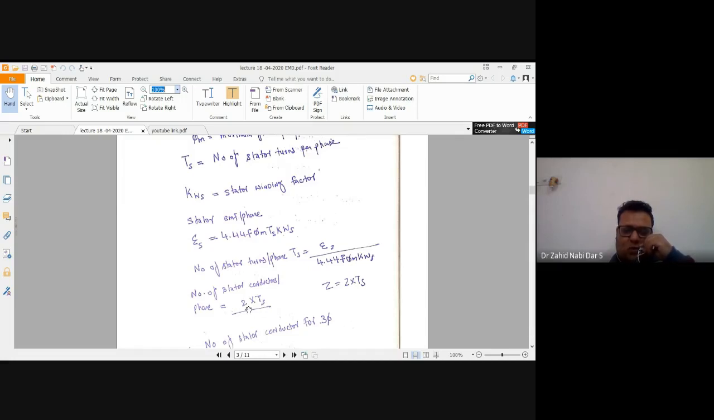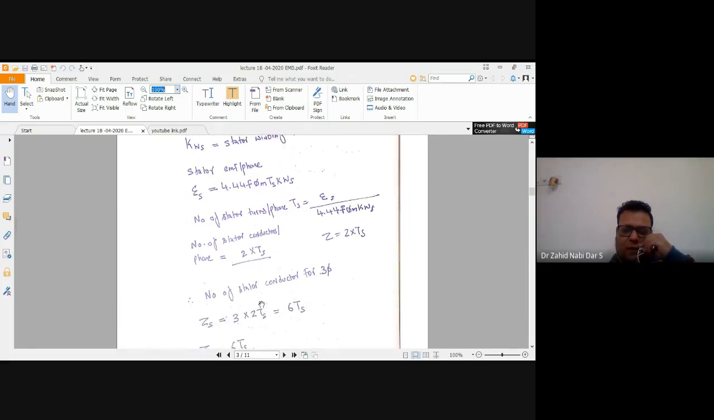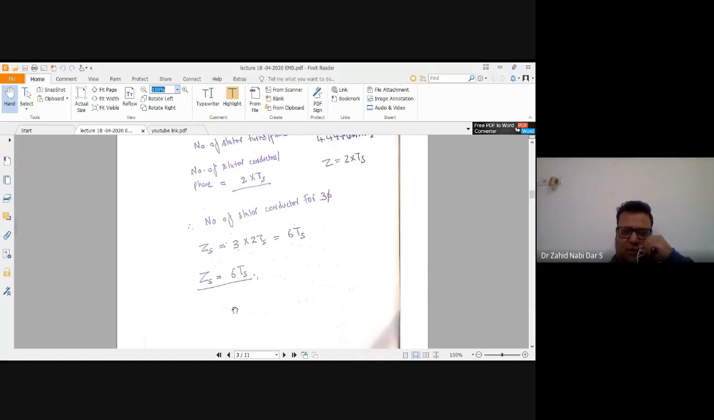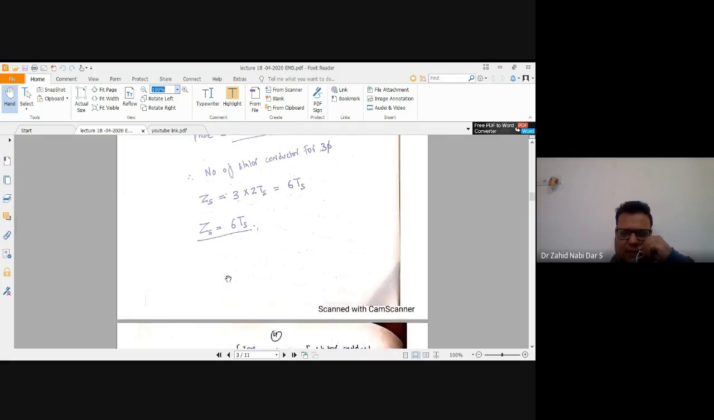So 3 into 2 into Ts would be 6 times Ts. So the number of conductors for three phase would be 3 into 2 into Ts, that is 6 times Ts. So this is how you are going to calculate the number of conductors for a three phase machine. If you calculate your Ts, you now have to calculate the number of conductors. So you can write Zs is equal to 6 times Ts.